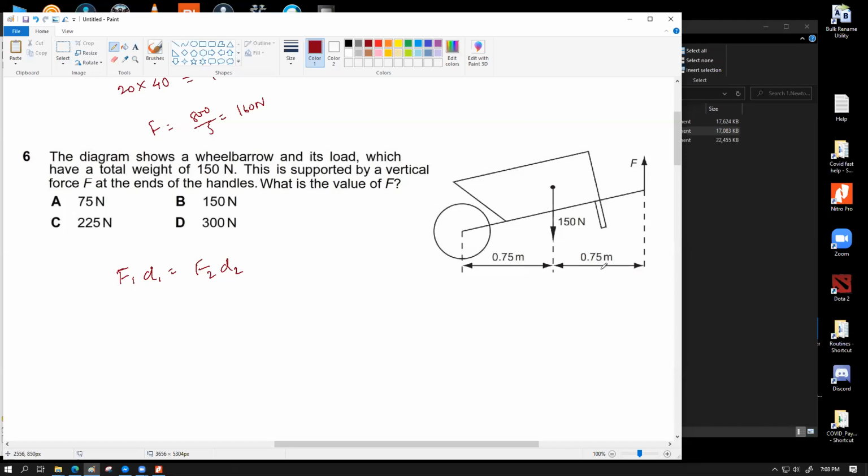I'll show it a bit later, but the math works in the same way. What is really important, I'm telling you where students make mistakes in this question. These D's are always perpendicular distances of the force from the moment.